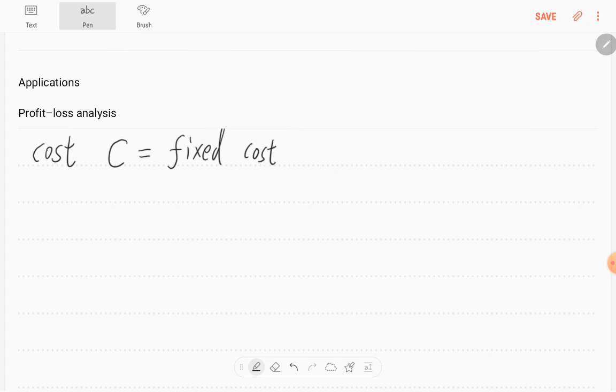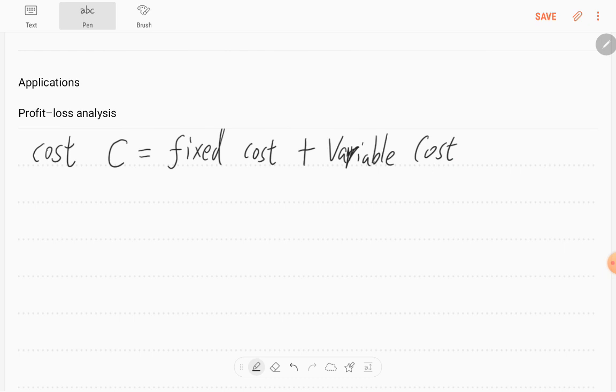Like the product design, setup, or promotions. This is called a fixed cost. Another one is called a variable cost. It depends on the number of items produced.